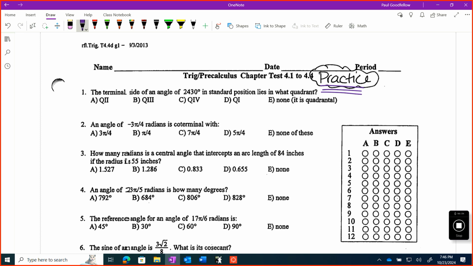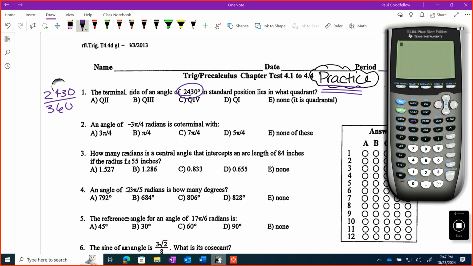So it says the terminal side of an angle that's 2430 degrees is definitely wound way too much. So what we're going to end up doing is we're going to take that idea of 2,430, and what I'm going to do right out of the gate is I'm going to take all the revolutions of 360 out of it. So let's see what we actually got here. 2430 divided by 360 is going to give me a total of 6.75 revolutions.